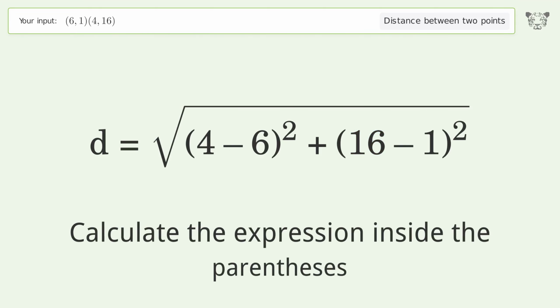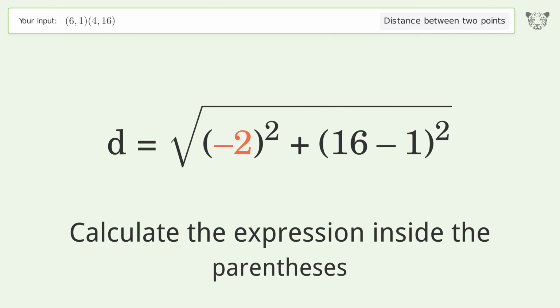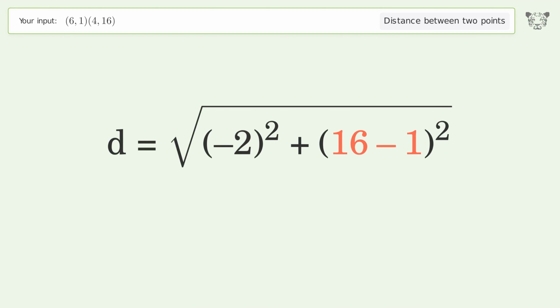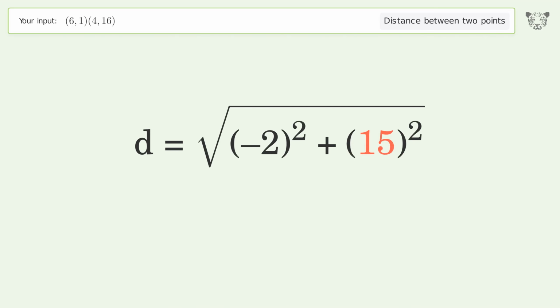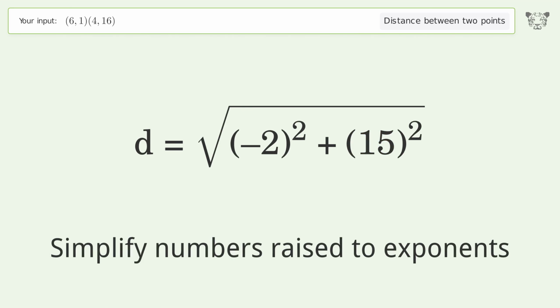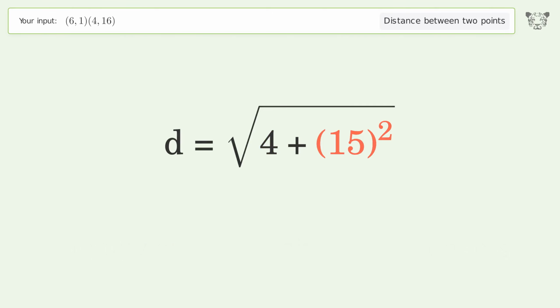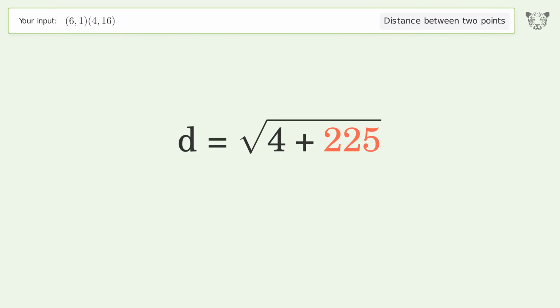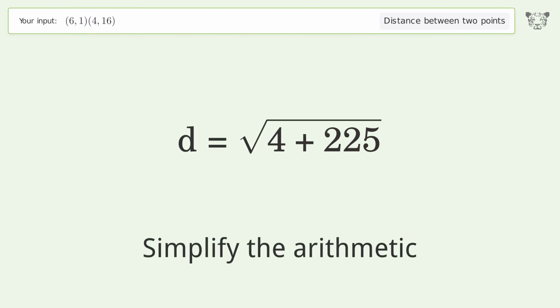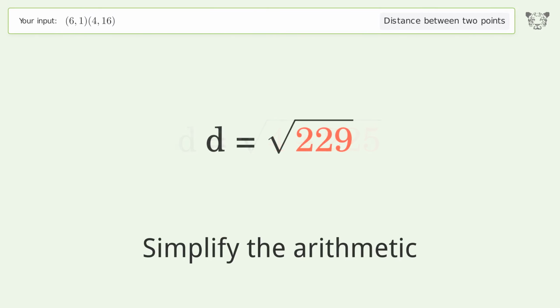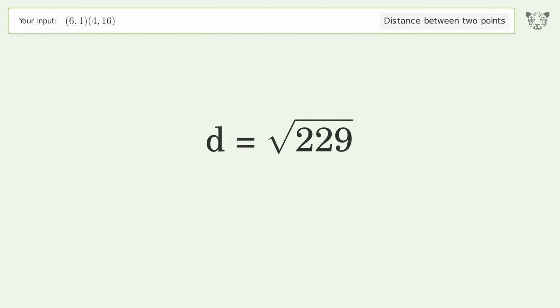Calculate the expression inside the parentheses. Simplify numbers raised to exponents. Simplify the arithmetic. And so the distance between the 2 points is the square root of 229 or 15.133.